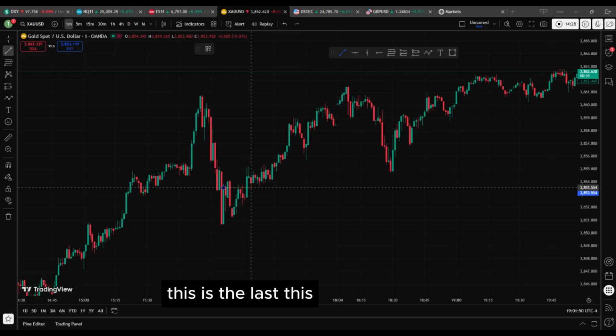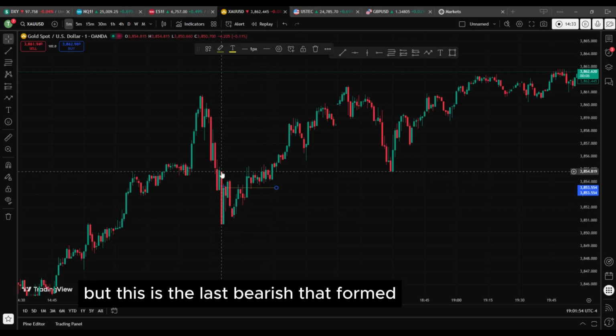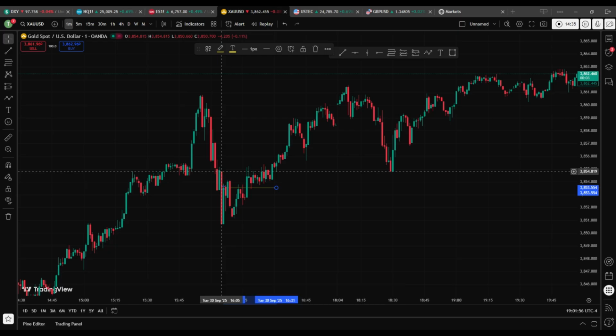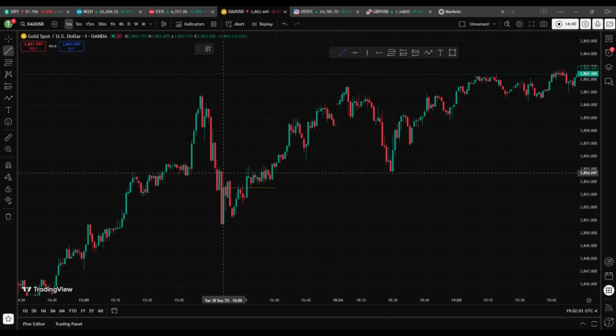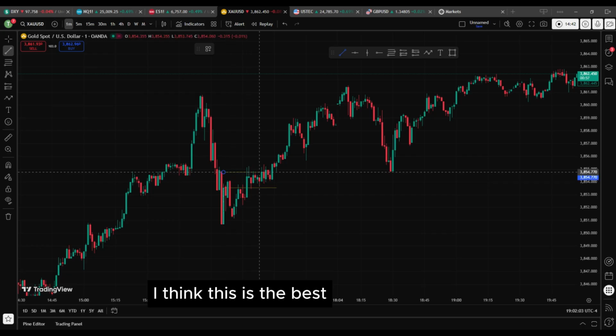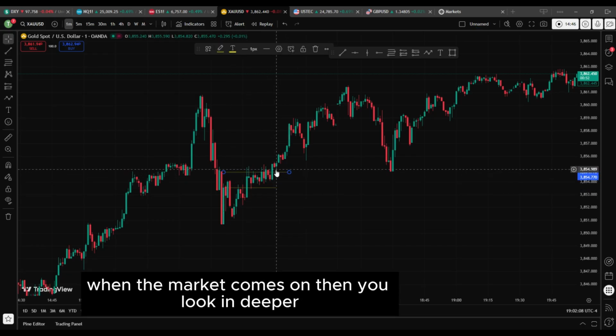This is the last bullish candle that formed, but this is the last bearish candle that formed. I think the best bet will be here, to take when the market comes back.